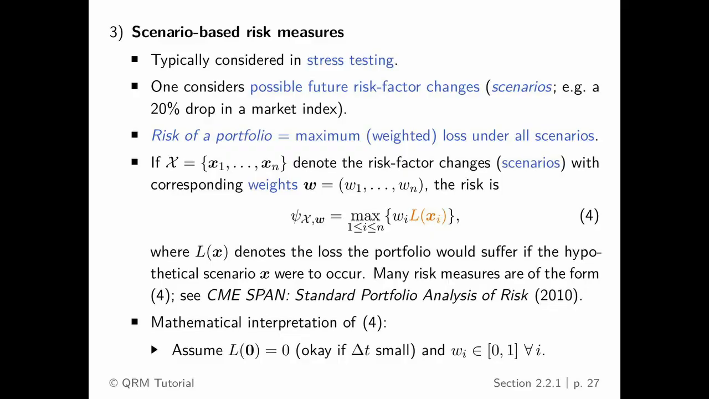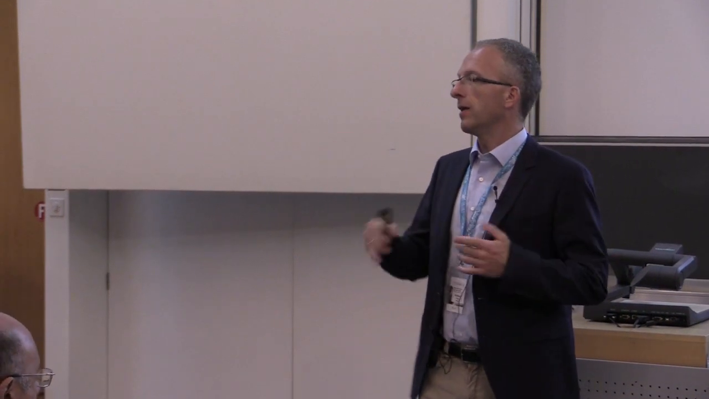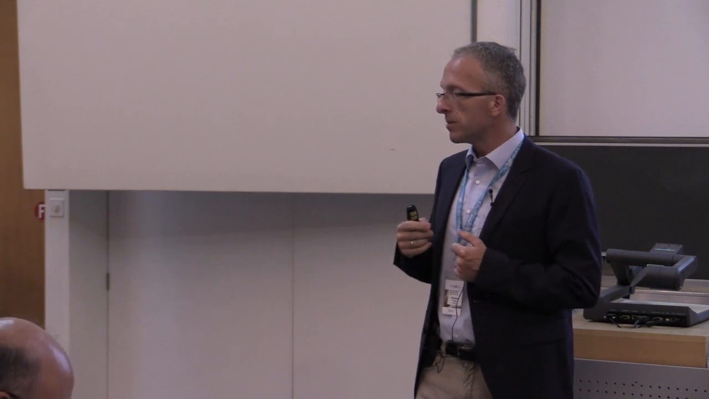You consider potential future risk factor changes or scenarios, for instance, a 20% drop in a market index or a certain interest rate environment. And then you say that the risk of the portfolio is the maximum loss under all scenarios. And maybe you also weigh down certain of these scenarios. The idea of weighing down is, say, this is a very hypothetical, very extreme scenario, and I don't want to take it into account 100%, but I still want to see what happens to the portfolio of this bank or insurance company under that scenario.